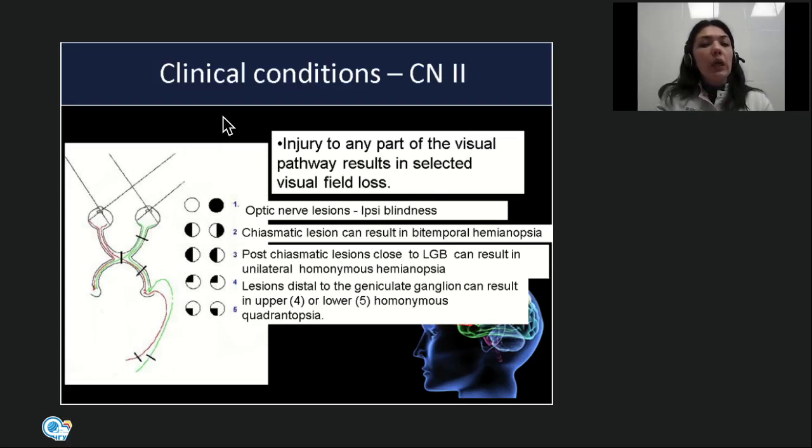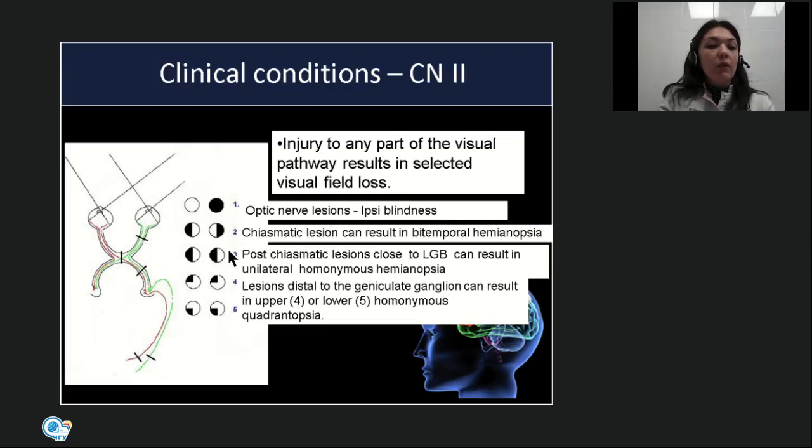It's very important. And ophthalmologists, neurologists, and neurosurgeons use this fact for topical diagnostics, so to make a diagnosis, to find the place of an injury based on the symptoms. So injury to any part of the visual pathway results in selected visual field loss, yes? So if there is a lesion in the optic nerve, then it will be ipsilateral blindness. So the person will not see anything by that eye whose optic nerve is damaged, yes?